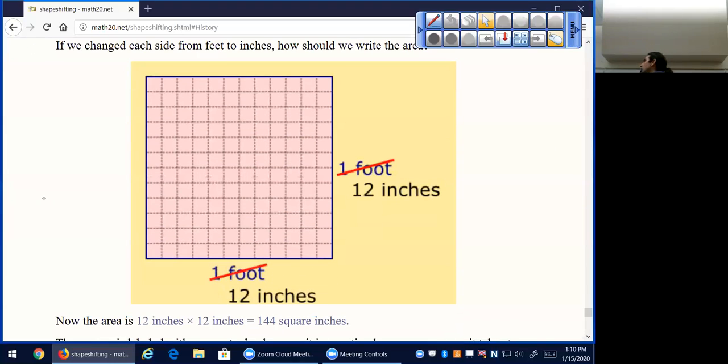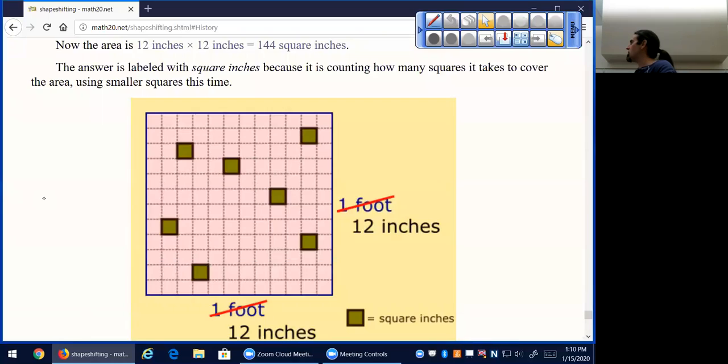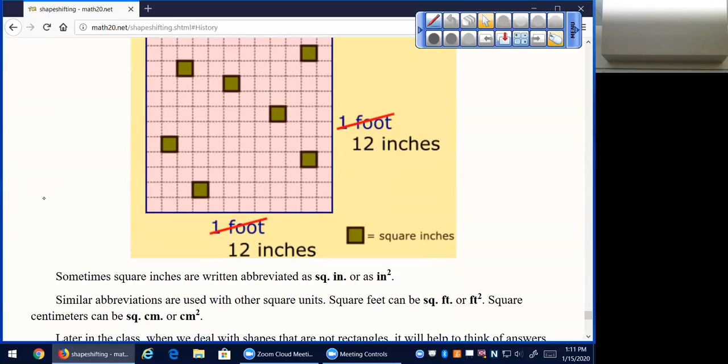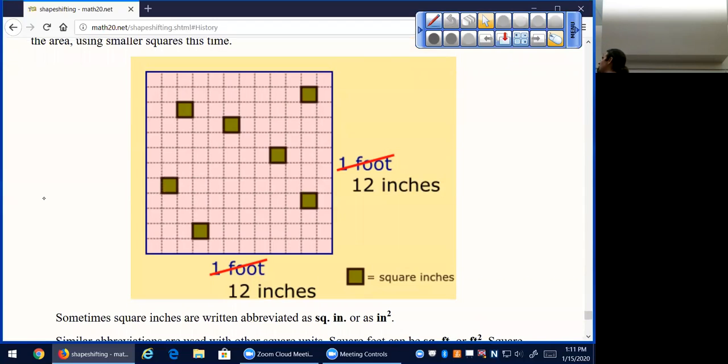If I change the feet to inches, on this edge I break it up into 12 inches, on this edge I break it up into 12 inches. Now, each one of these little things is a square inch. So how many square inches would be in the whole square? 144, 12 times 12. We could count them, but we'll just trust that 12 times 12 is 144. Everyone okay with that?